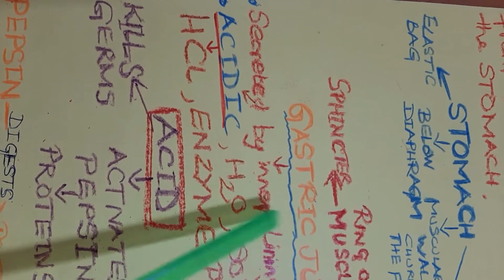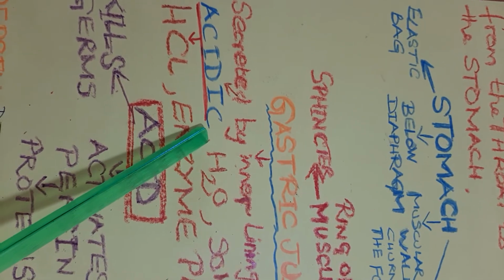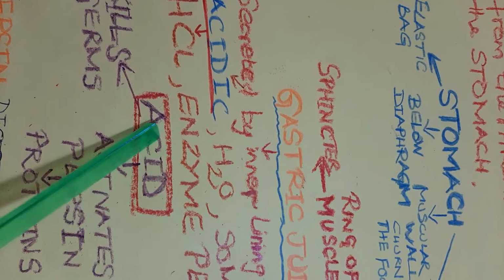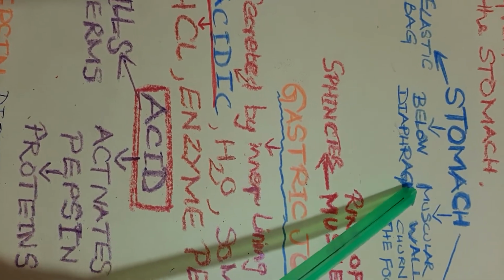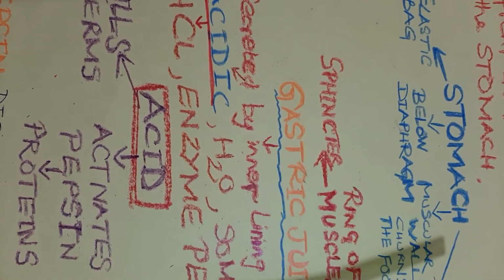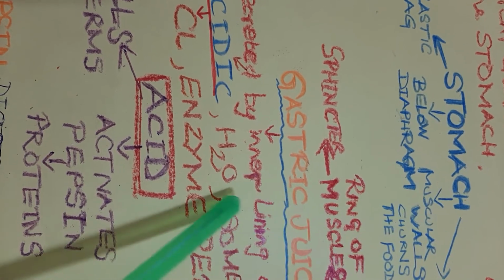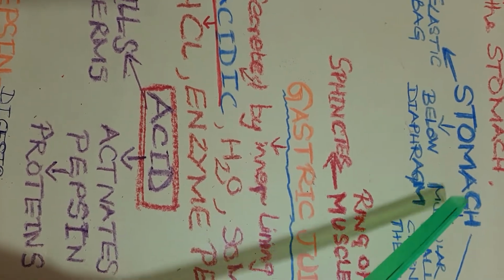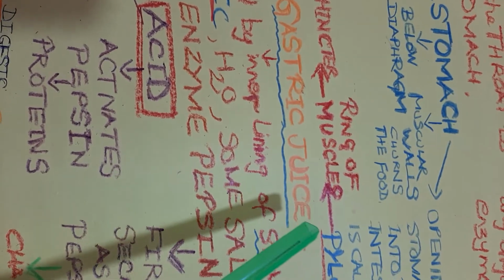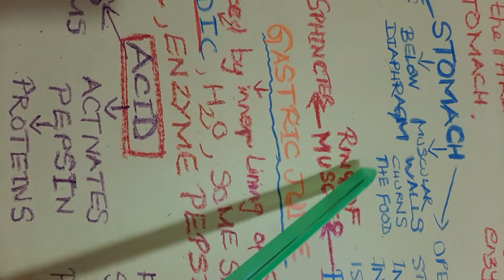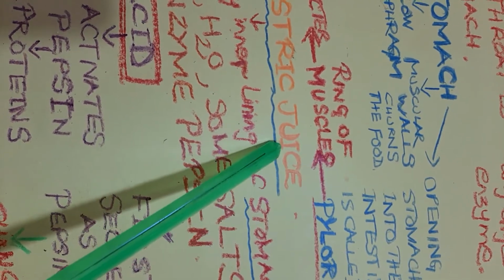The stomach is an elastic bag. It lies below the diaphragm. The diaphragm is a sheet of muscles that separates the abdominal cavity from the chest cavity, and the stomach lies just below the diaphragm. The muscular walls of the stomach help in churning and mixing the food.